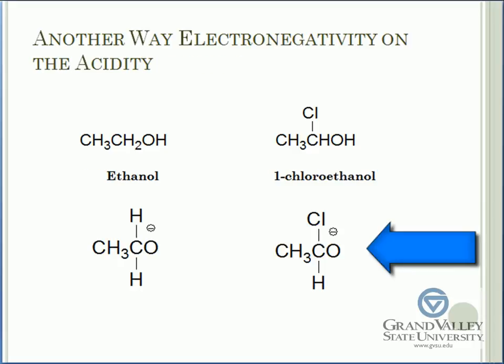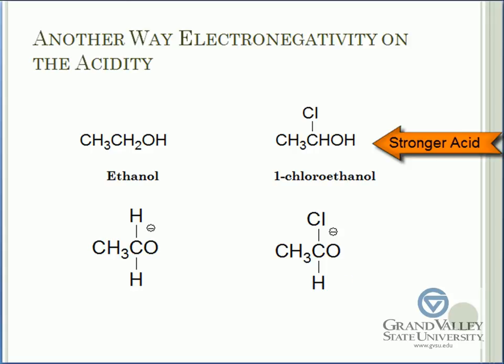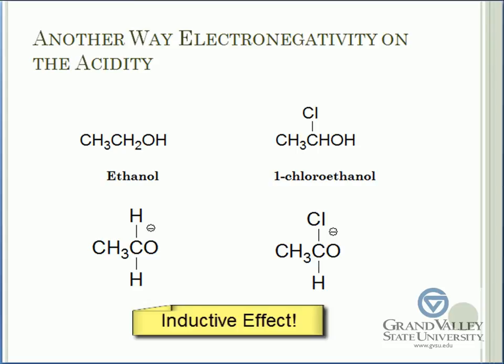One anion has a chlorine atom. As chlorine atoms have high electronegativities, they will pull electrons towards them. This will help pull electrons away from the negative oxygen. This will help stabilize the anion, making the 1-chloroethanol the stronger acid. This pull of electrons through single covalent bonds by a nearby electronegative atom is called the inductive effect.